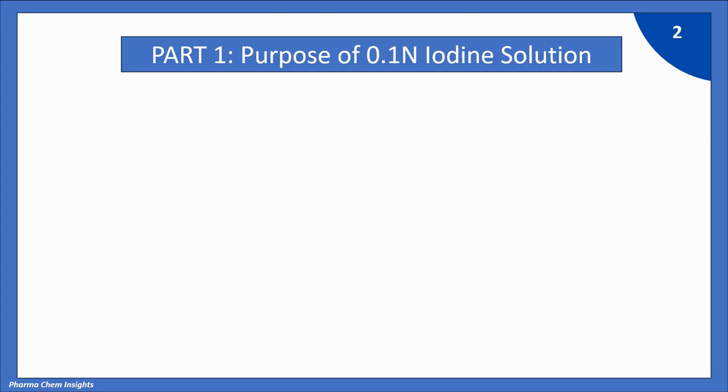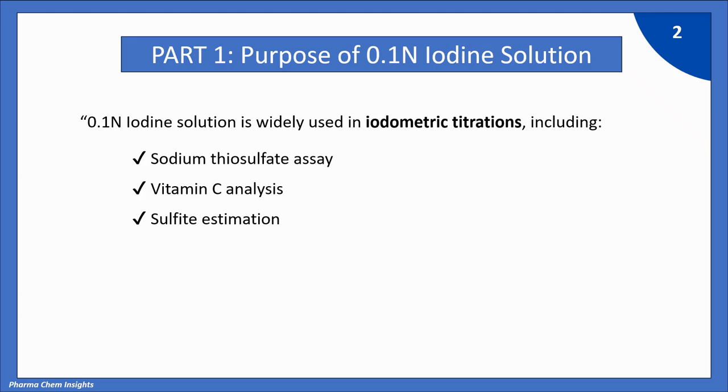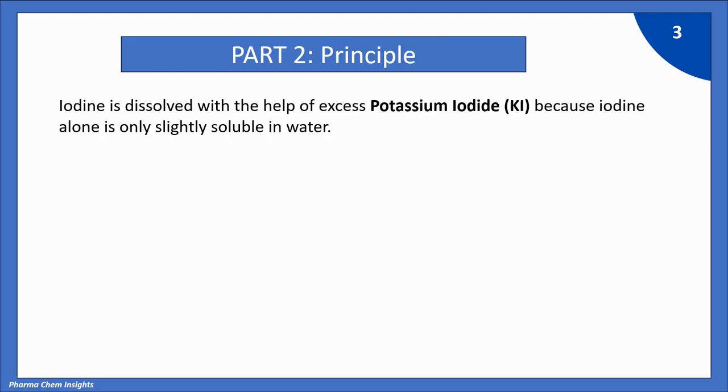Purpose of 0.1 normal iodine solution. 0.1 normal iodine solution is widely used in iodometric titrations including sodium thiosulfate assay, vitamin C analysis, sulfite estimation and redox reaction. Now let's see the principle.